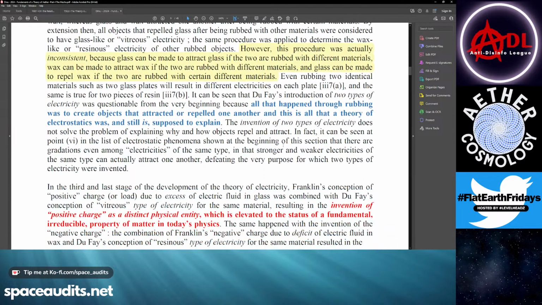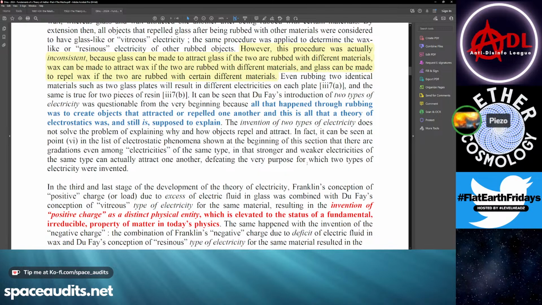Even rubbing two identical materials, such as two glass plates, will result in different electricities on each plate, and the same is true for two pieces of resin. It can be seen that Dufay's introduction of two types of electricity was questionable from the very beginning, because all that happened through rubbing was to create objects that attracted or repelled one another, and this is all that a theory of electrostatics was, and still is, supposed to explain.